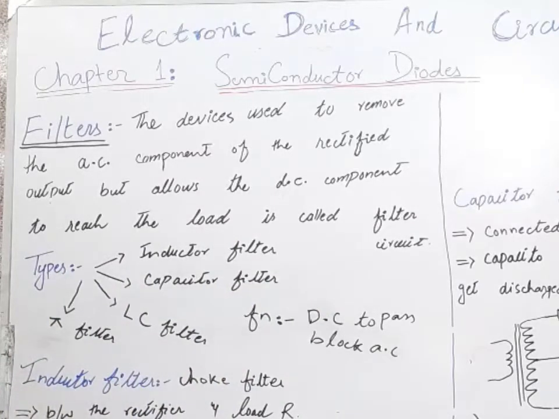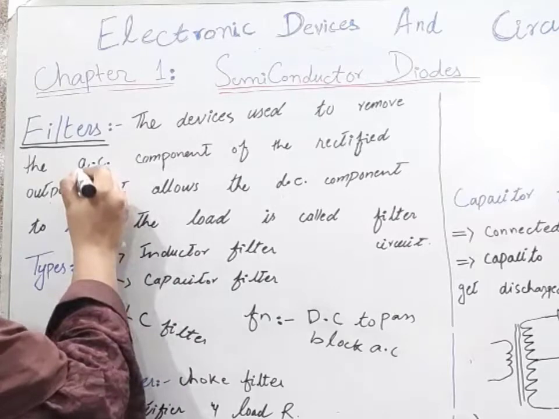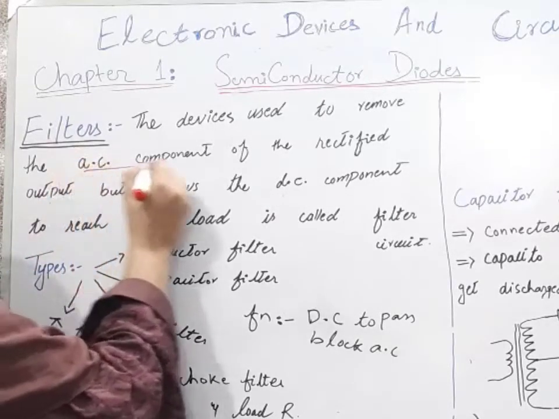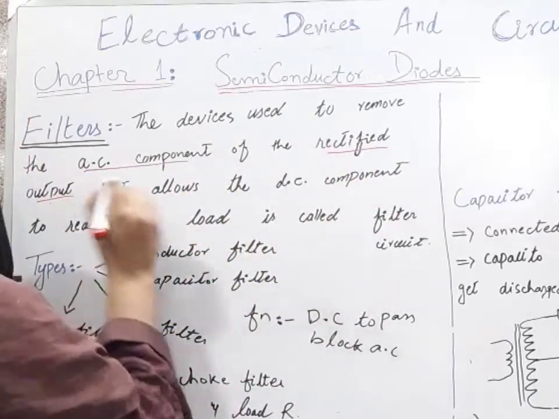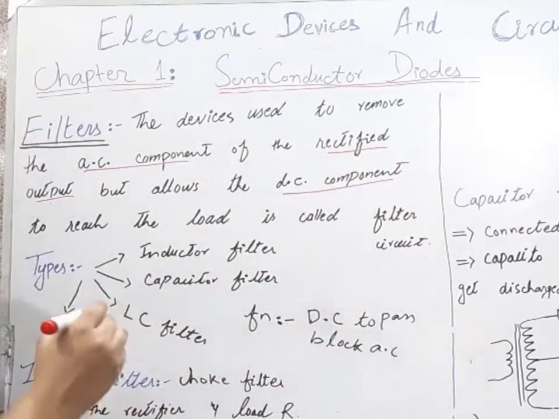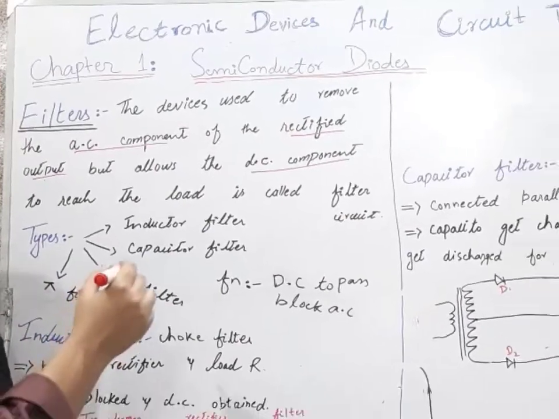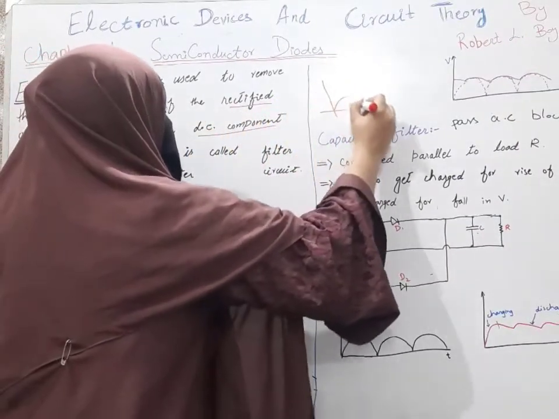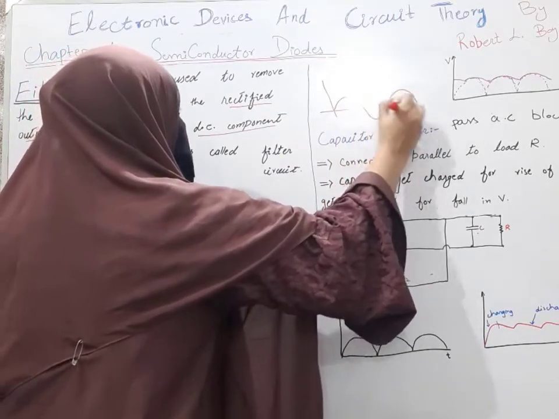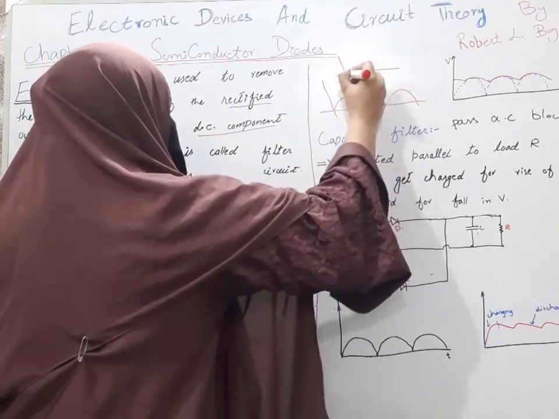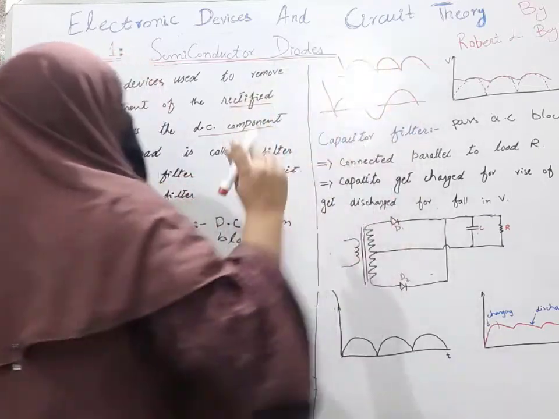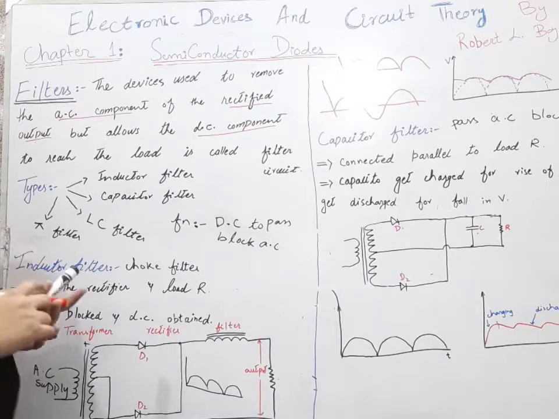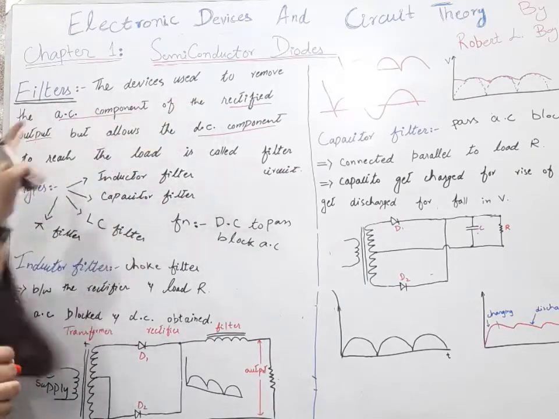So basically we have to know about the terms AC component, rectified output and the DC component. All of the components which are in the form of like this or this are AC components. So half cycles are the AC components of the rectified output.